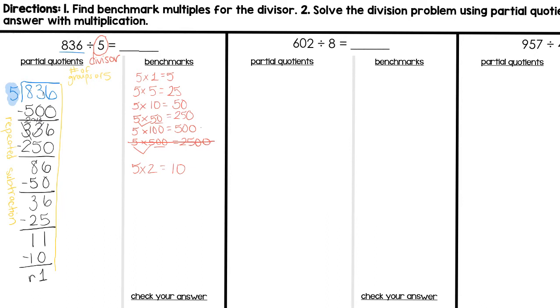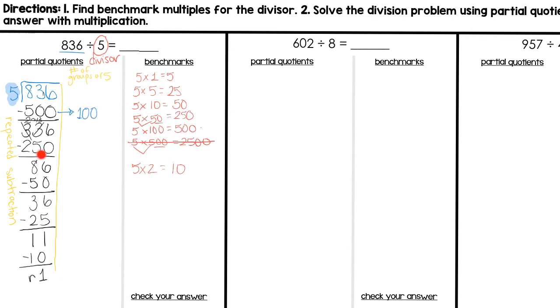So now I have to figure out my number of groups. So next to the numbers that we've subtracted, we're going to write the number of groups of 5. So how many 5s, groups of 5, are in 500? Well, we can check our benchmarks. In 500, there is 100 groups of 5. Times means groups of. So how many groups of 5 are there? 100.